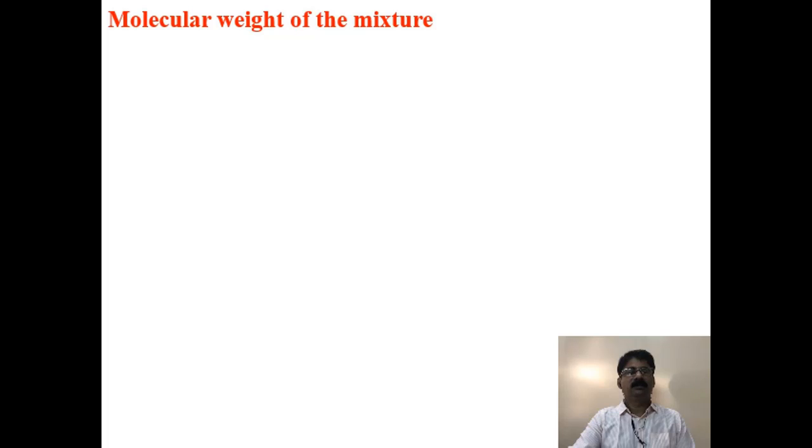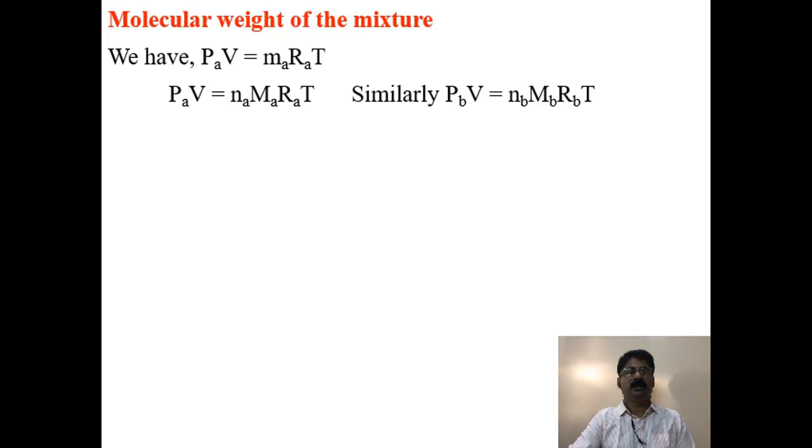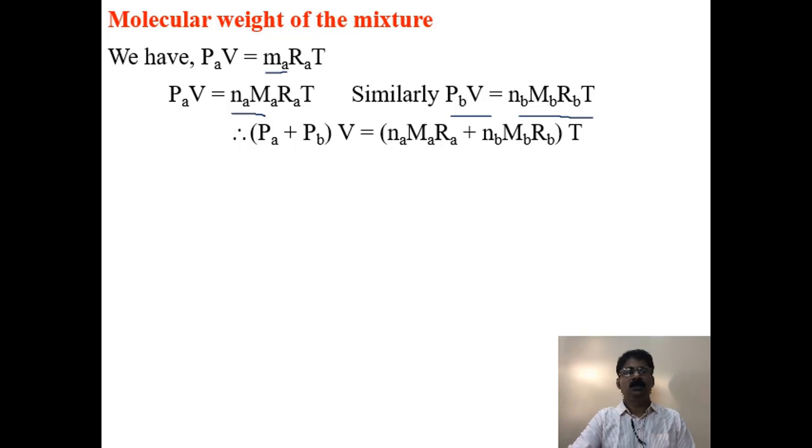Now let us find out the expression for the molecular weight of the mixture. Once again we can write PaV is equal to MaRaT, and in place of mass of A, you can write Na into Ma. Similarly for constituent gas B, PbV is equal to Nb Mb Rb into T. So (Pa plus Pb) into V is equal to (Na MaRa plus Nb Mb Rb) into T. This is by adding the gas equations for the individual constituent gases.